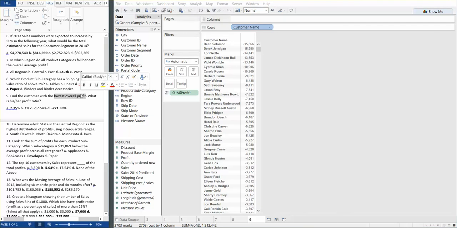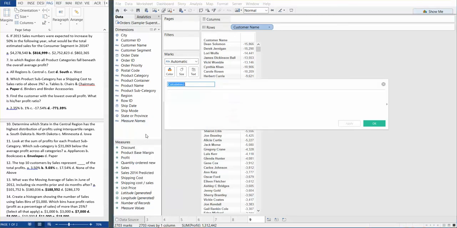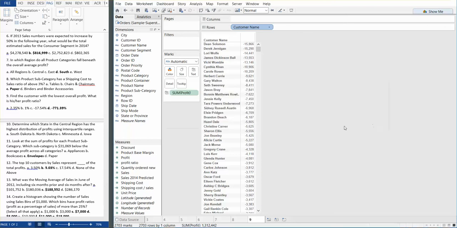So we need to find his overall profit ratio. How do we calculate the profit ratio? We create a new calculated field, call it profit ratio, and we're going to take the sum of profit, and we're going to divide that by the sum of sales. We forgot to close the parentheses. Here we go. Profit ratio.